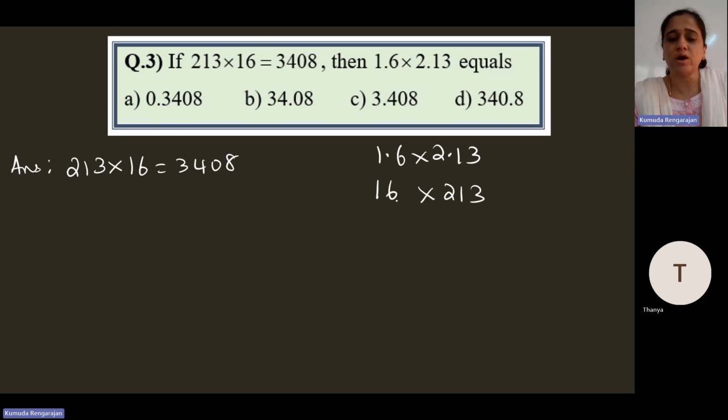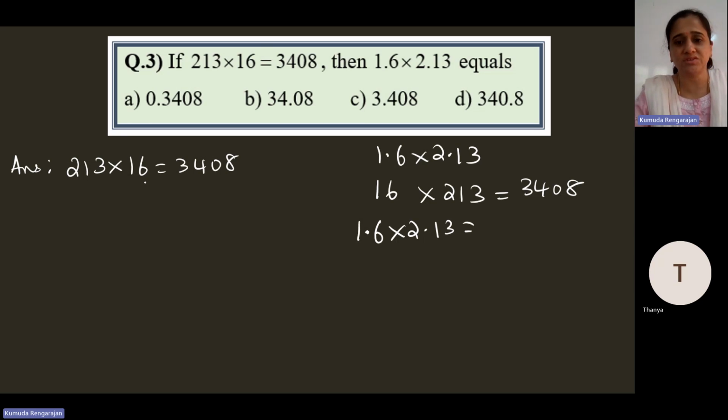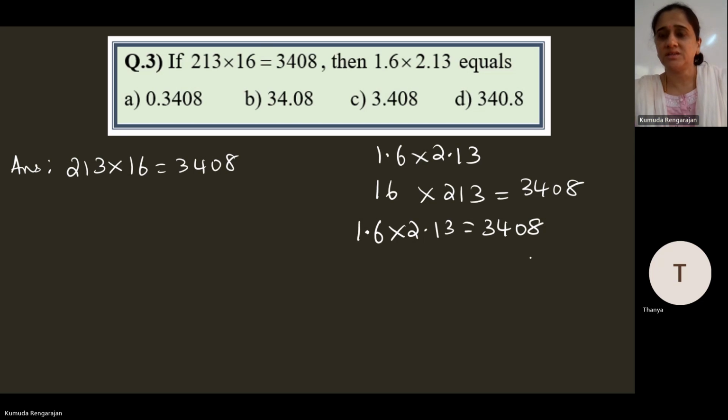Now, what's the product of 16 and 213? In the question we are given 213 into 16, 3408. But here we have 16 into 213. But we know that multiplication is commutative, right? 4 into 5 is the same as 5 into 4. So 213 into 16 is the same as 16 into 213, and it's given 3408. So here also the digits in the product will be 3408.